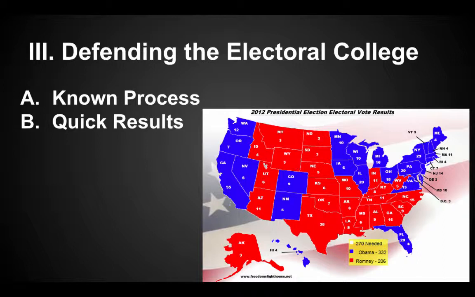Only twice has the House of Representatives decided the presidency. The last time was in the 1800s. And only 4 times has the loser of the popular vote actually won the election. So it's pretty much a known process.